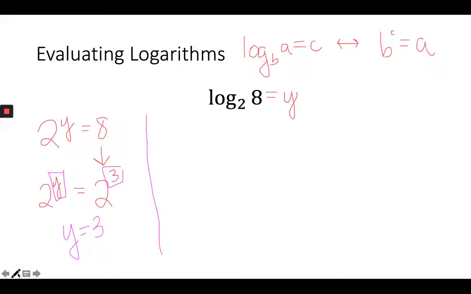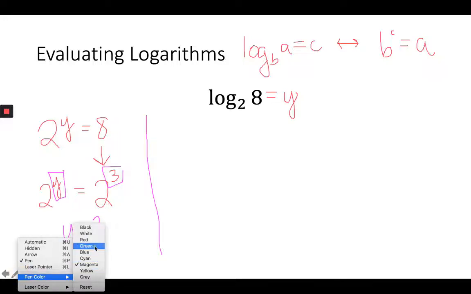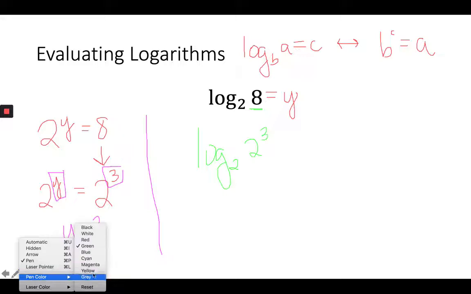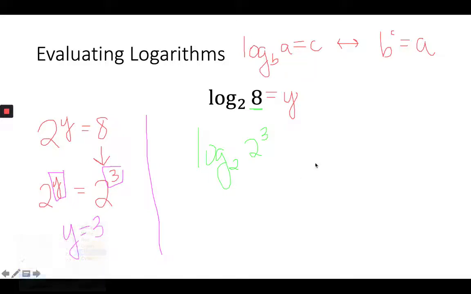Here's a shortcut so we don't have to always write it out. Our big idea is to make this into some base 2. I want those to agree. So then I could rewrite this as log base 2 of 2 to the third power. Once we get those bases the same, one of my properties, which I'll write down in a second, is going to tell us that this is equal to 3.